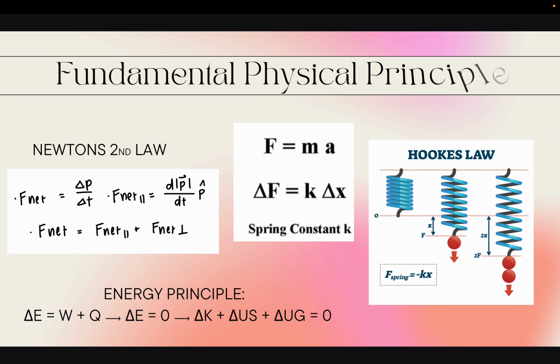Now for some fundamental physical principles. First we have Newton's second law. Next we have Hooke's law that works with springs, as you can see on the right in that image, and the energy principle that says that delta E is equal to W plus Q. Here there's nothing in our surroundings, so delta E should be equal to 0. Therefore, delta K plus delta U spring plus delta U grav should also equal 0. And we will get more into that later.